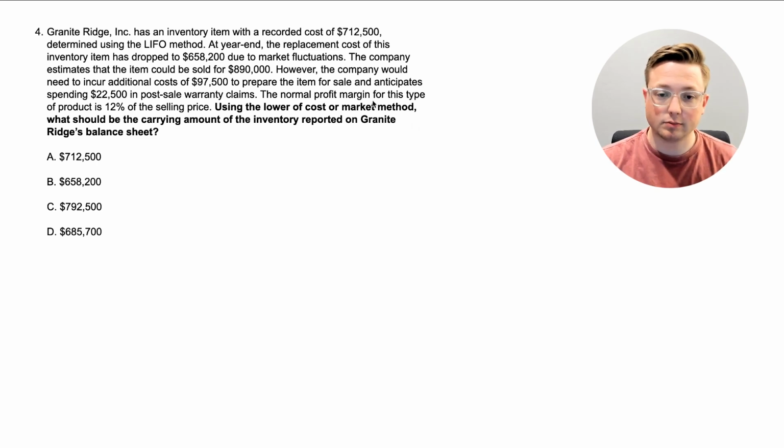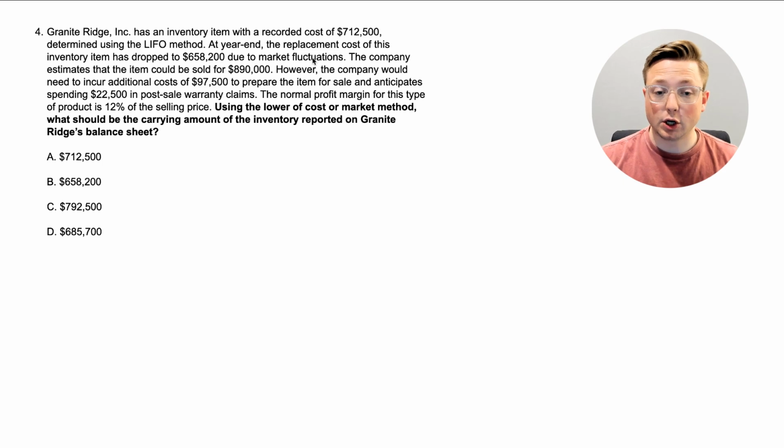Okay, pretty simple, same idea, but it looks like it's in a little bit different format. Granite Ridge Inc. has an inventory item with a recorded cost of $712,500, determined using the LIFO method. At year end, the replacement cost of this inventory item has dropped to $658,200 due to market fluctuations. The company estimates that the item could be sold for $890,000.